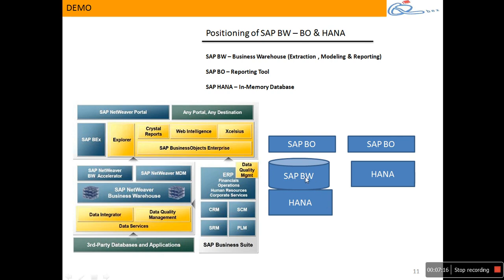And in the future you can have a scenario where BW is powered by HANA and the reporting is done on top of BO. Again, you also have a case where HANA is used without having BW, and they do reporting on BO. Rare case. This will be for customers who don't have BW. Straight away they can use HANA as a data mart and then do reporting.